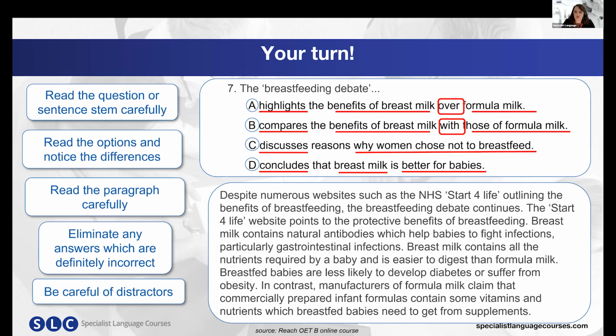So make sure that you're reading this quite carefully. Remember, A, perhaps it suggests that there are more benefits to breast milk than formula. B is comparing the benefits of both. C is reasons why women chose not to breastfeed. And D, we're looking for a conclusion.